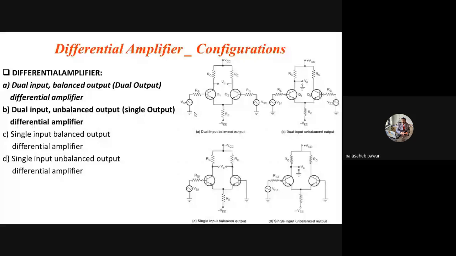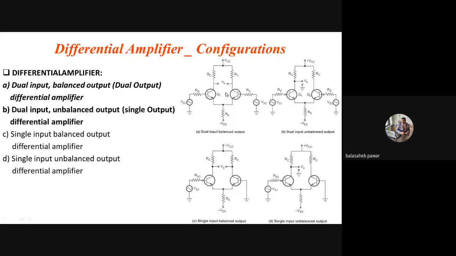Okay. Now switch to the second one. It is dual input and unbalanced output. Why is it known as unbalanced output? Because the output is taken out from the collector of the first transistor with respect to ground, not with respect to the collector of the second, like the first one. And that's why it is known as unbalanced.